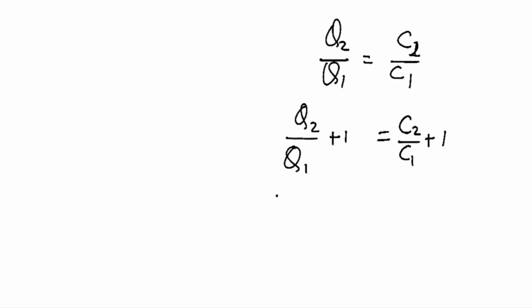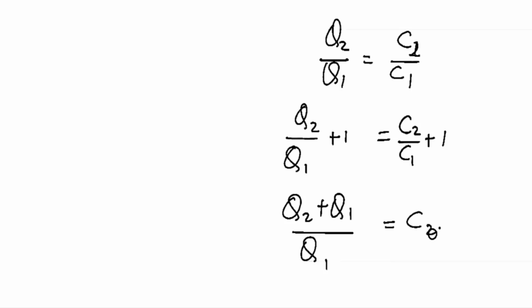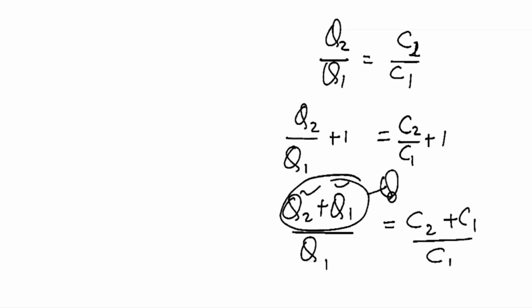Okay, so here we can write (Q2 + Q1)/Q1 = (C2 + C1)/C1. If we see that in the question, Q1 plus Q2 is given, that is Q. C2 is also given and C1 is given. So we need to find out Q1 only.